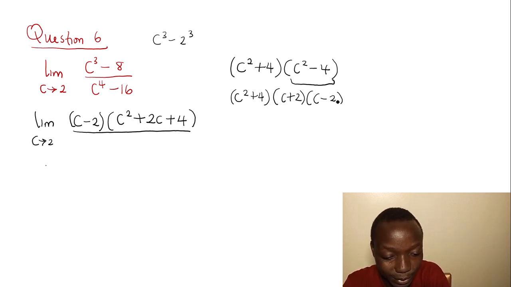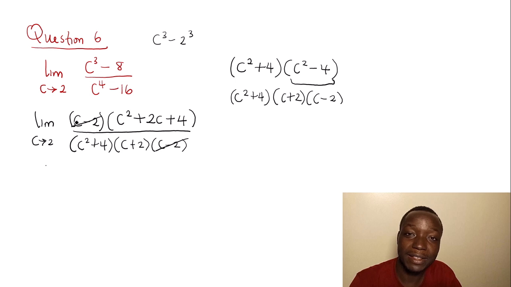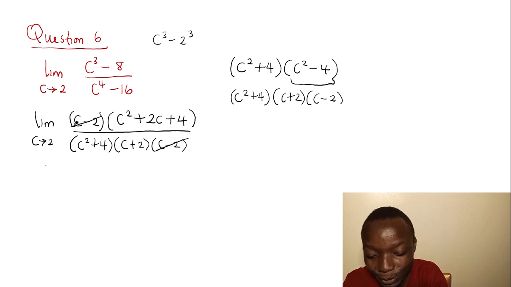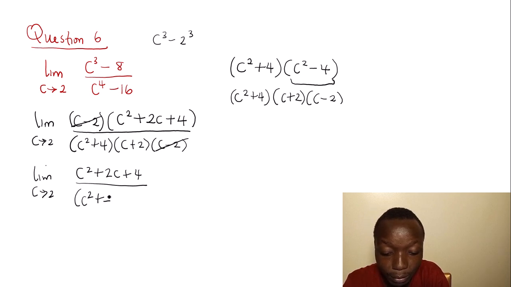So let's just write that here. You're going to have (c squared + 4)(c + 2)(c - 2). So c minus 2 cancels c minus 2. I have told you whenever anything cancels in this method, you're ready to get your answer. So here, we're going to have the limit as c approaches 2 of (c squared + 2c + 4) over (c squared + 4)(c + 2).